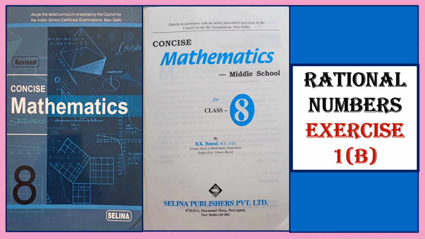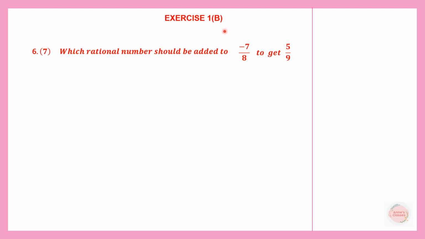Let's do rational numbers exercise 1b. Exercise 1b question 6, which is question 7 in the new book. Which rational number should be added to minus 7 by 8 to get 5 by 9? So we have to add a rational number to minus 7 by 8, isn't it? So let's write minus 7 by 8 and let that unknown rational number be x. So what should we add to minus 7 by 8 to get 5 by 9? This is the question, and that unknown rational number we're going to consider to be x.